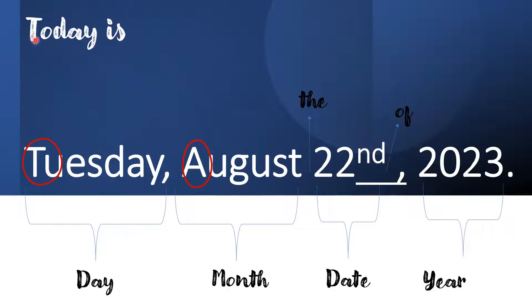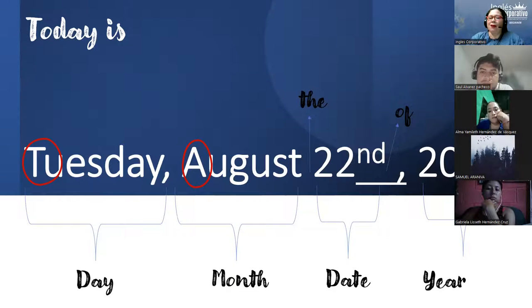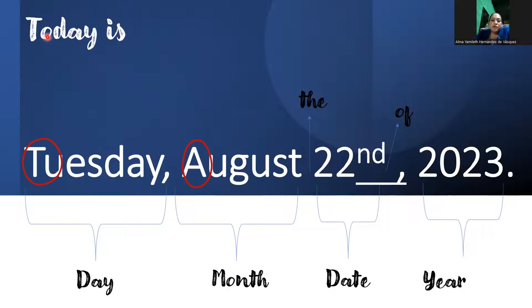What date is it today? Today is, everybody, today is? Tuesday. August. The 22nd. Of 2023. Okay, I will ask Alma, what date is it today? It's today, Tuesday. Today is? Pero comience desde acá porque la respuesta lleva esto, ¿ok? Vamos, what date is it today? Today is Tuesday, August 22nd, 2023. Ok, ahí me estaba olvidando esto, mire.